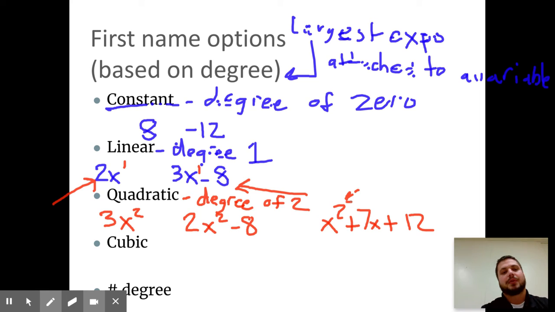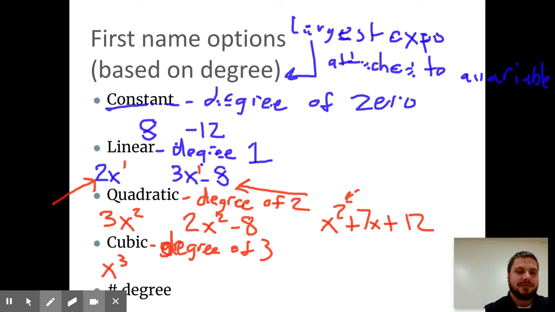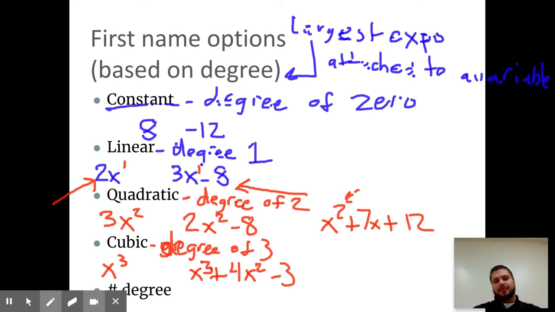Okay, moving up in the world, if your largest degree or largest exponent is a 3, so this is a degree of 3, then your first name is a cubic. Okay, so this is a cubic. Remember, that's the largest exponent you see. So for instance, when you look at this problem, you see x to the third plus 4x squared minus 3. I'm looking for the largest exponent, which is a 3, so that's a cubic.